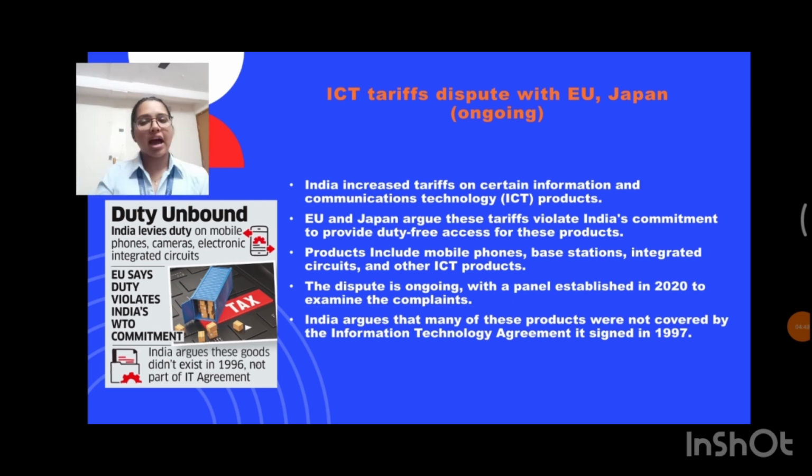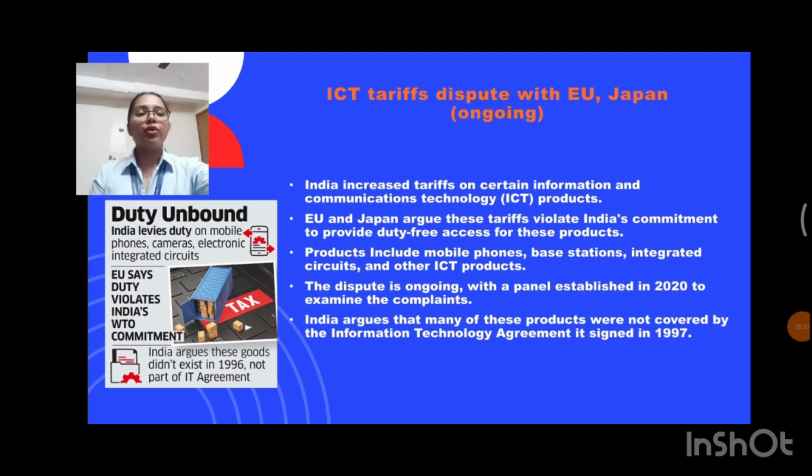So India's counter argument is actually interesting. They claim that many of these products weren't actually covered by the Information Technology Agreement that they signed back in 1997. From India's perspective, technological advancements have led to the development of new products that fall outside the scope of that original agreement. So this case also highlights the challenges of applying older trade agreements to rapidly evolving technology sectors. It also underscores the tension that can arise between promoting domestic industries and adhering to international trade commitments.